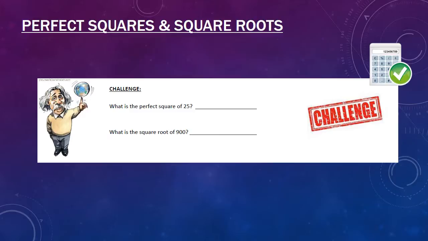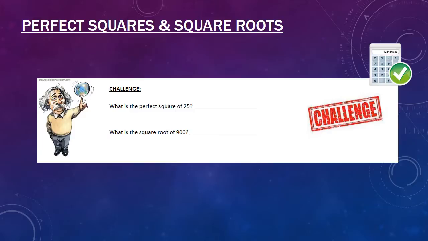So there's a couple challenge questions down at the bottom just to help you think through the vocabulary terms. The first one says, what is the perfect square of 25? So that means you're taking 25, and with perfect square, you're looking for the product. If I were to make a square with a side length of 25, see if you can use your calculator to figure that out.